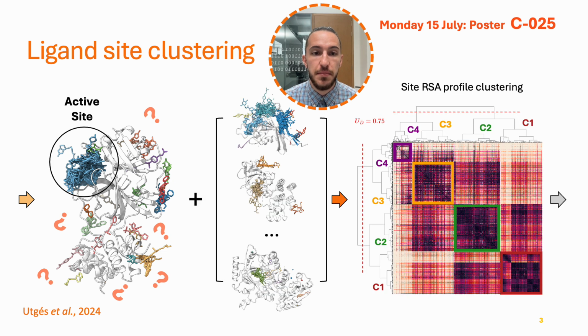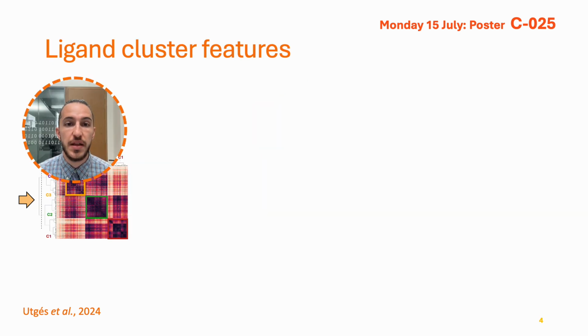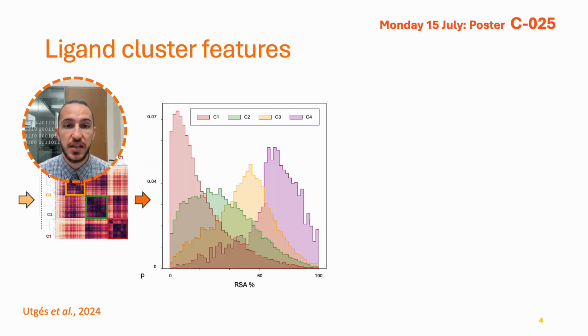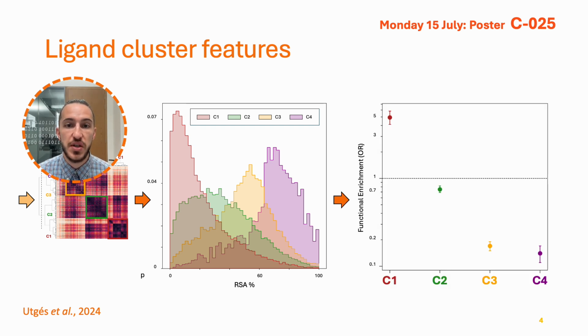Hierarchical clustering can be used to group these binding sites using their solvent accessibility profile. This is whether a ligand site is buried in the protein core or accessible on the protein surface. Four clear clusters are obtained this way. These four groups differ significantly in accessibility and conservation, but most importantly, they differ in functional enrichment. A ligand site in cluster 1 is 50 times more likely to be functional than a site in cluster 4.